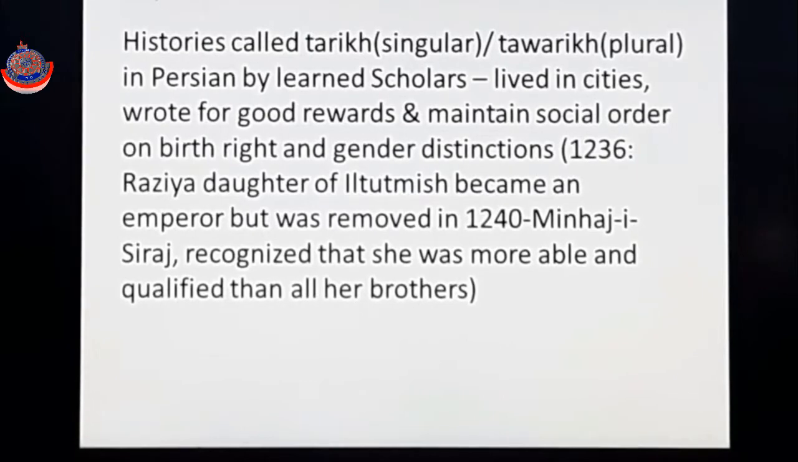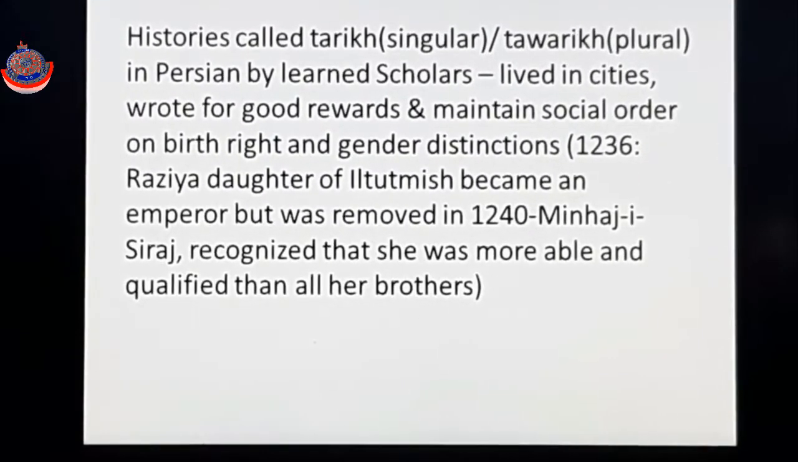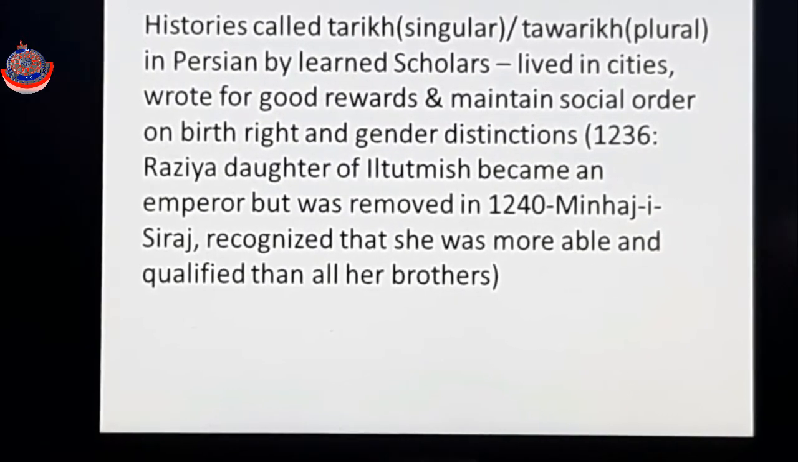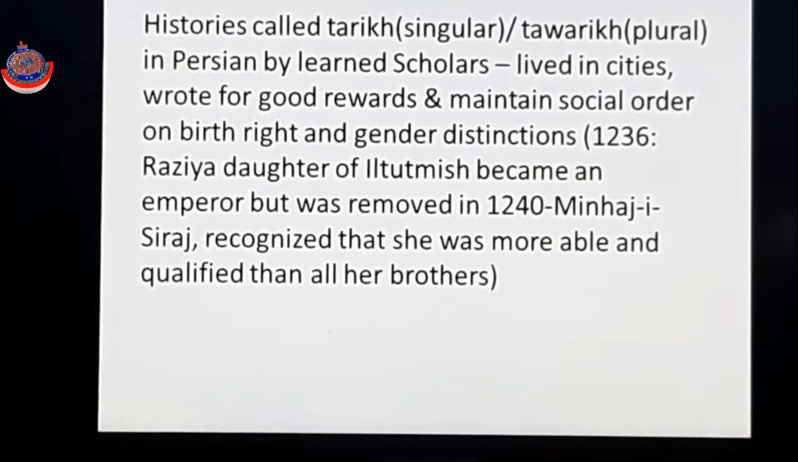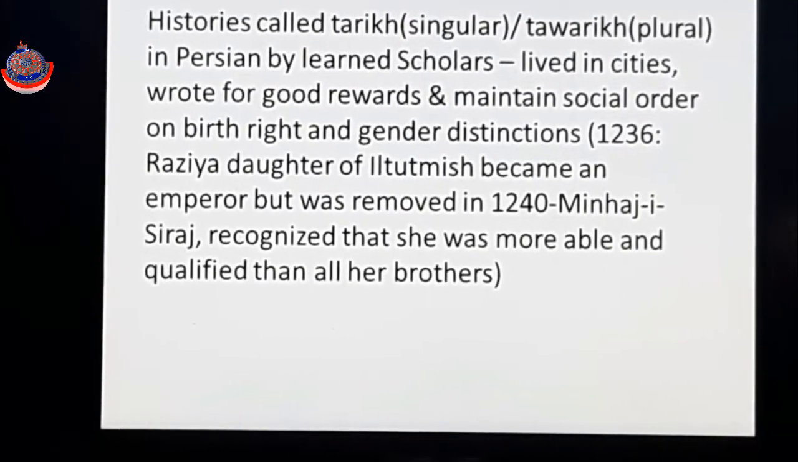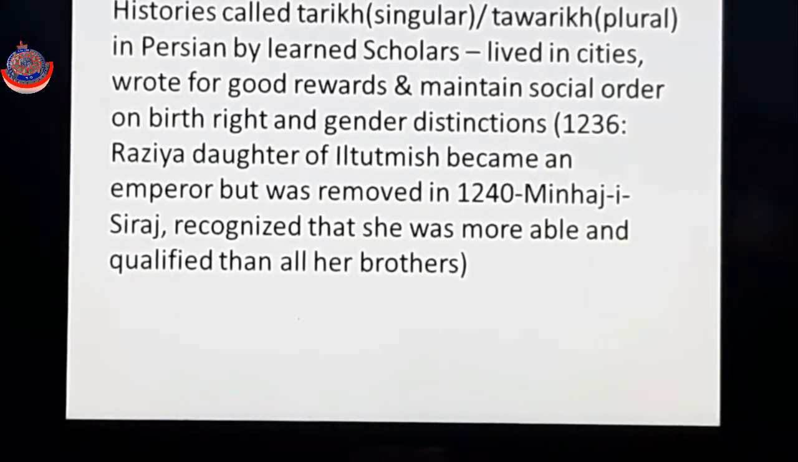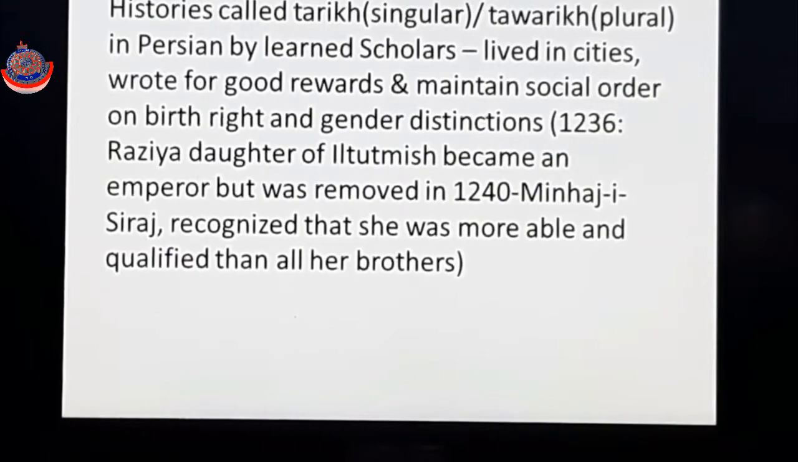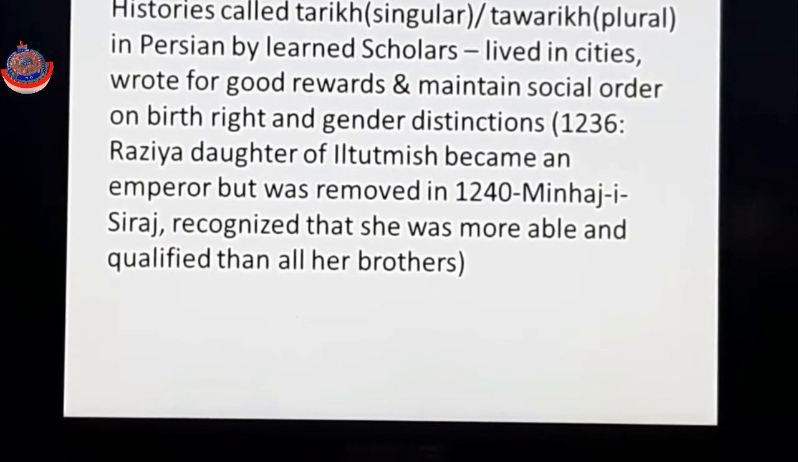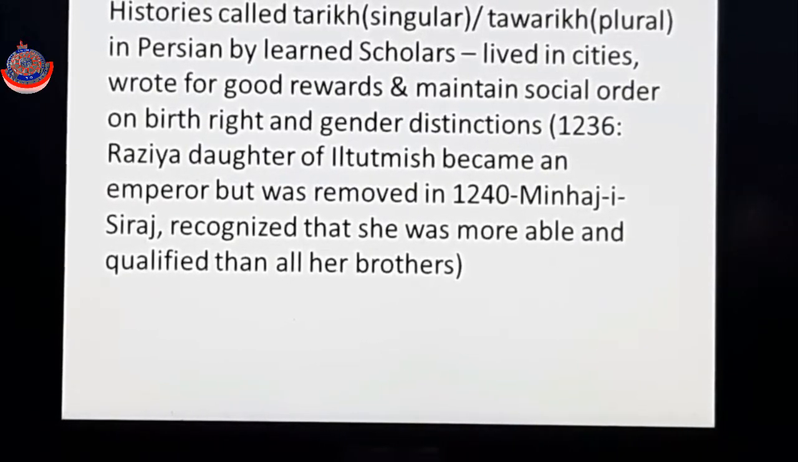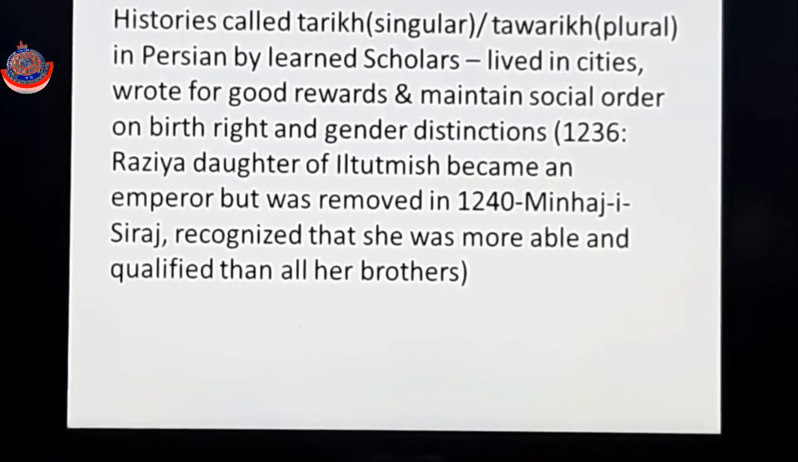And last but not the least, the third important point: these authors advised rulers on the need to preserve an ideal social order. Now, what was this social order? It was based on birthright and gender distinctions. Now, what is gender distinction? It refers to gender bias, that is, the males dominated the females. Now, a few examples of this male dominance.